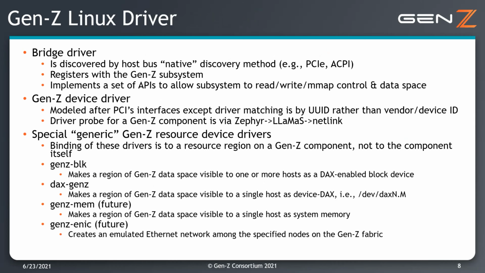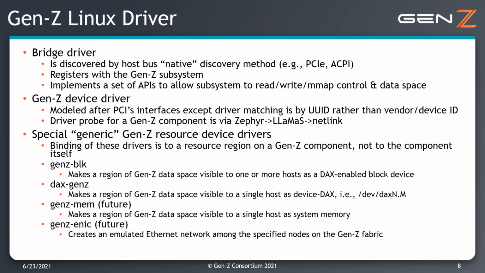Diving down one level in the stack now and talking about what's happening in the kernel space. We have three main kinds of drivers in the Linux subsystem environment. First is the bridge driver that we've talked about before, discovered by the native discovery method. It will register with the Gen Z subsystem, which is another module in the Linux kernel. And that's how the Gen Z subsystem knows that there is a bridge driver and that there should be a fabric out there.